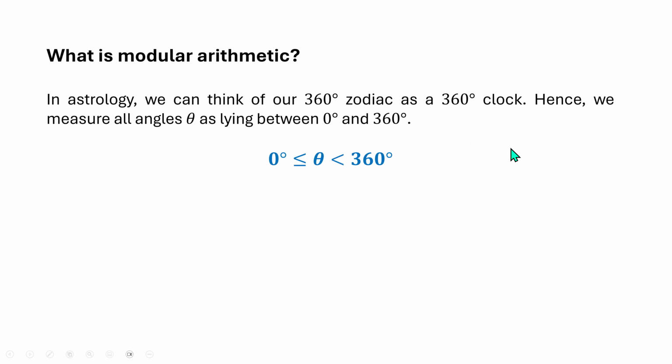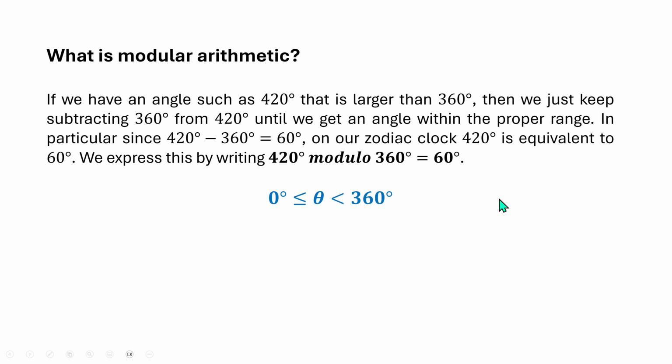In astrology, we can think of our 360-degree zodiac as a 360-degree clock. Hence, we measure all angles as lying between 0 degrees and 360 degrees. In particular, an angle like theta can be greater than or equal to 0 degrees, but strictly less than 360 degrees. Once we get to 360 degrees, we just start over with 0 degrees.